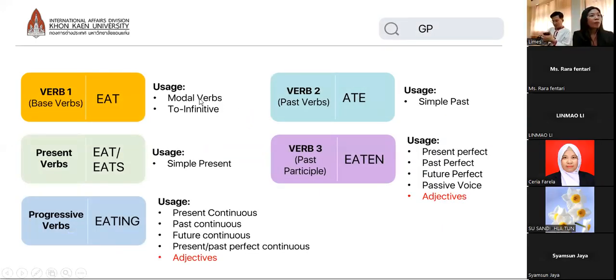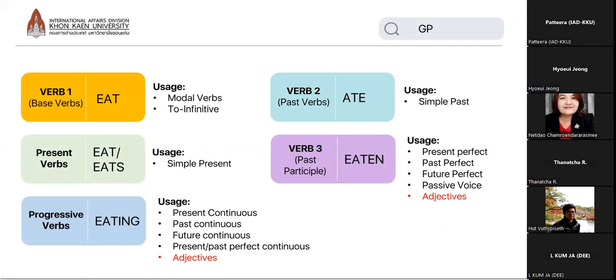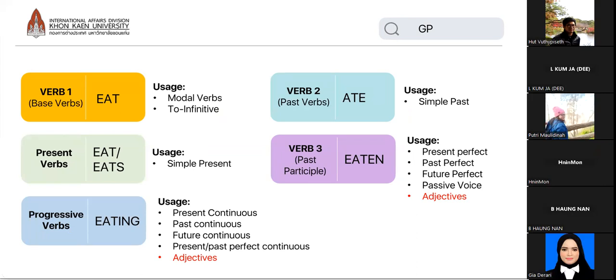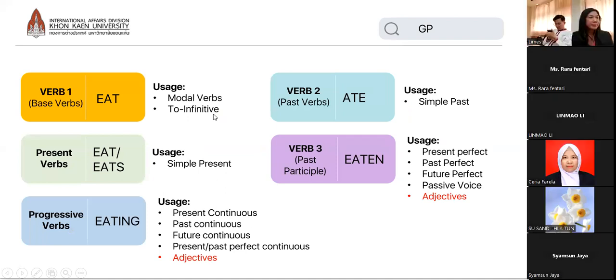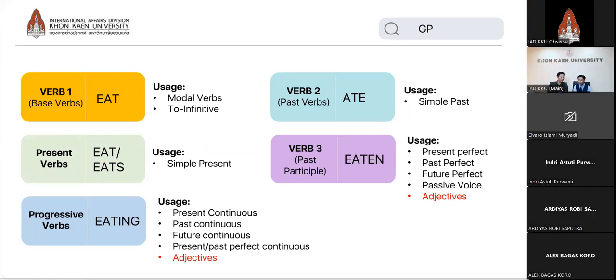We use it with modal verbs. I will eat sometime tomorrow. I can eat. So we use a modal verb, and we use to-infinitive like "I want to eat," because I cannot say "I want eating." That's why we use it. I have already put the functions here so that you can understand. For example, present verbs: we use them with the simple present to talk about routine activities. Can you tell me your routine activities in the morning?